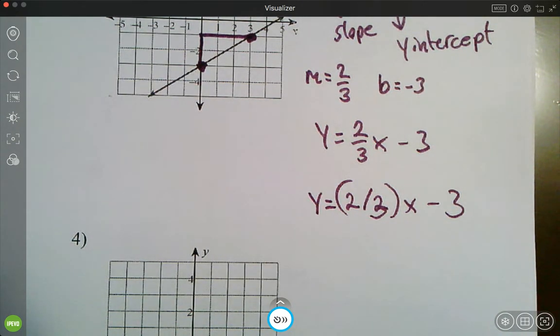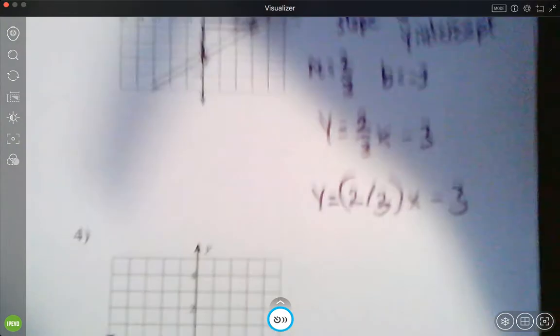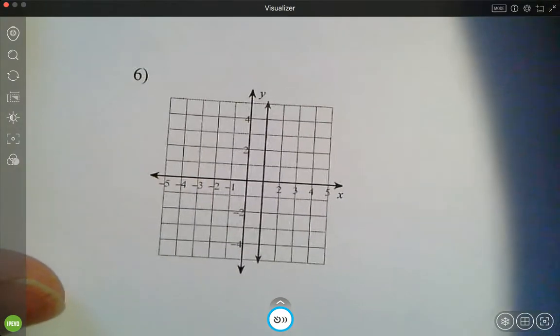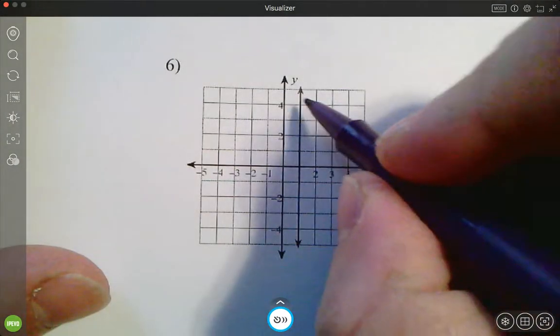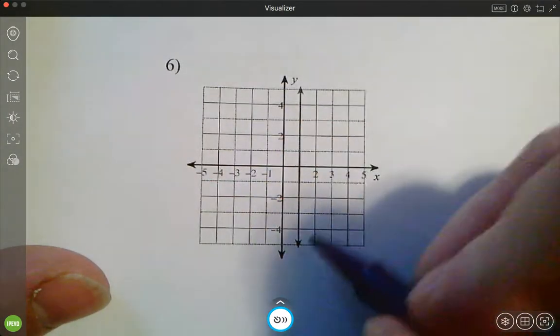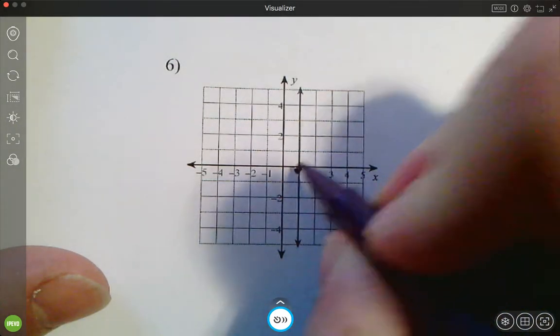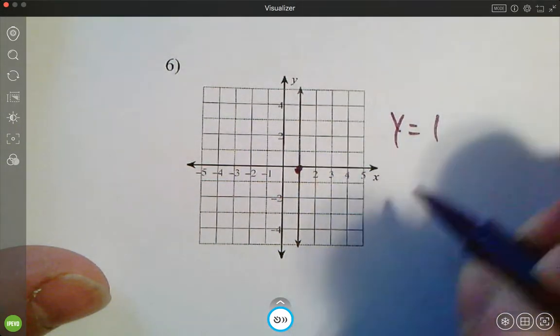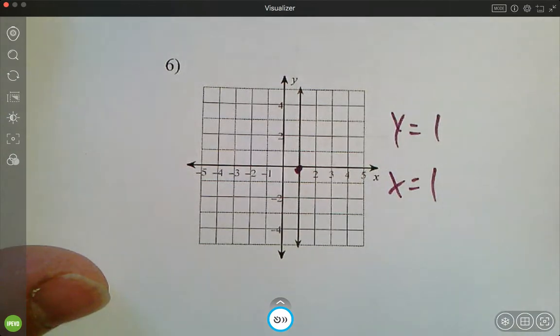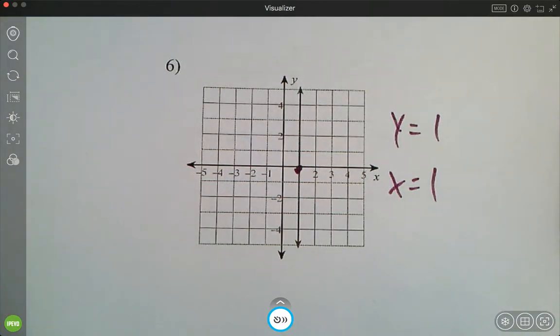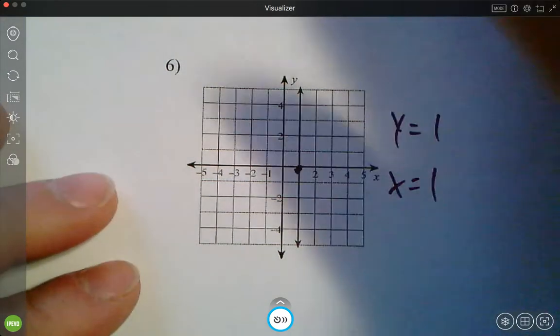That way. Let's do another one here with the negative slope. Number 6, I'll give you a hint about this one. I still want you to do the even ones, but it's a straight line, so you're either going to write y equals 1 or x equals 1. Let's hopefully remember how to do those.